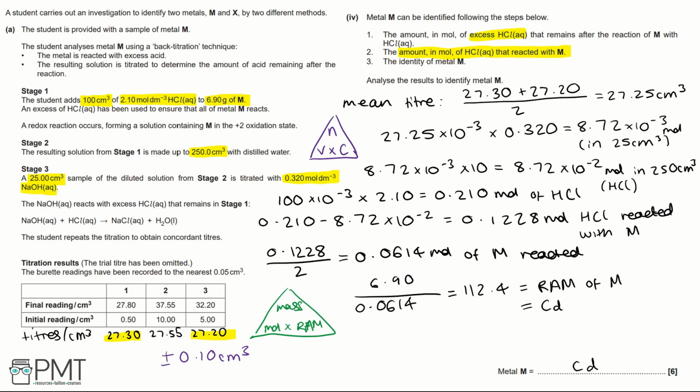So to get the 6 marks for this question, you get a mark for working out your mean titer, you get a mark for working out the number of moles of hydrochloric acid in 25 centimetres cubed, you get a mark for working out the moles of hydrochloric acid in 250 centimetres cubed, you get a mark for working out your moles of hydrochloric acid that's reacted with M, so following step 2 of the list, and then you get a mark for working out the number of moles of M that's reacted. And finally, you get your 6th and final mark for identifying metal M as cadmium.